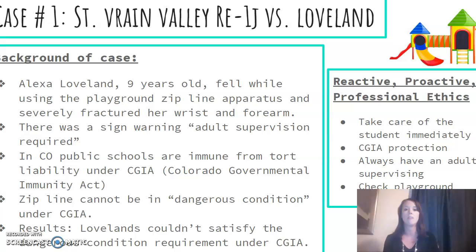So looking at the 5 different cases, the first case is actually a local case here in Colorado with the St. Vrain Valley School District versus Loveland. So in this case, there was a 9-year-old girl who fell while using the playground zip line and severely fractured her wrist and forearm. This was a really long case, and I actually learned a lot, even just with laws pertaining to Colorado, one of them being the Colorado Governmental Immunity Act, or CGIA. So I did my best to summarize it, but it was pretty lengthy.